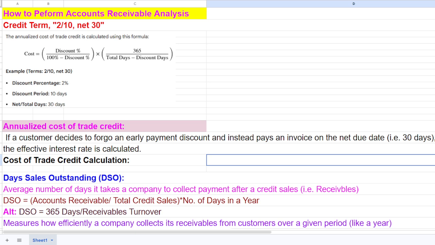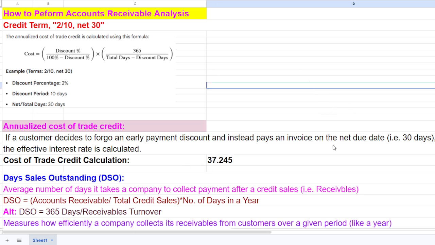Now we can reduce this, it is 37.245, friends. So that means this is the cost to the customer if the customers are unable to pay within 10 days, simply we can say the effective interest rate to the customer.